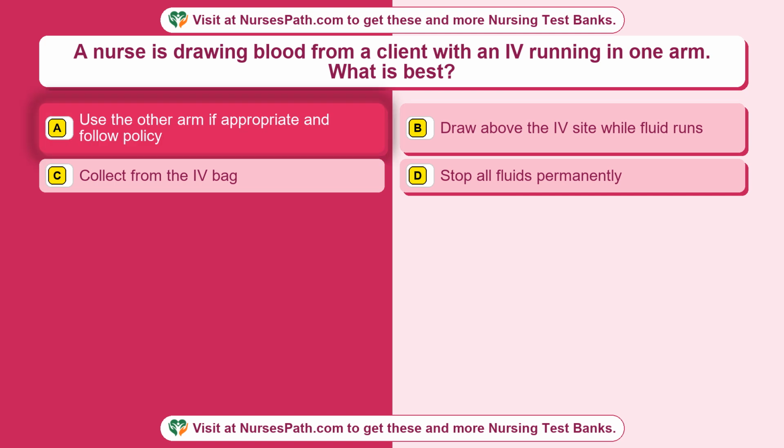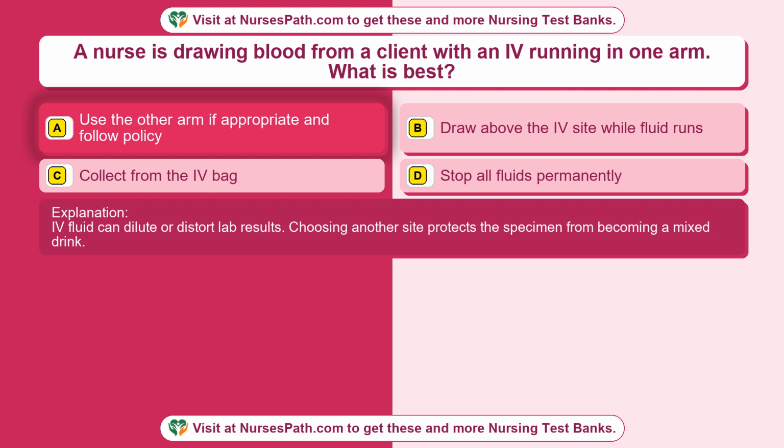The correct answer is option A. Use the other arm if appropriate and follow policy. IV fluid can dilute or distort lab results. Choosing another site protects the specimen from becoming a mixed drink.